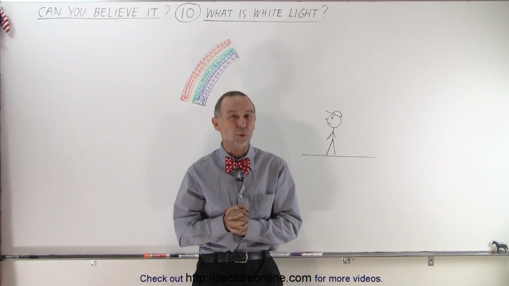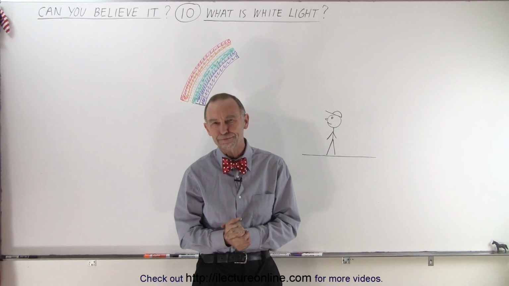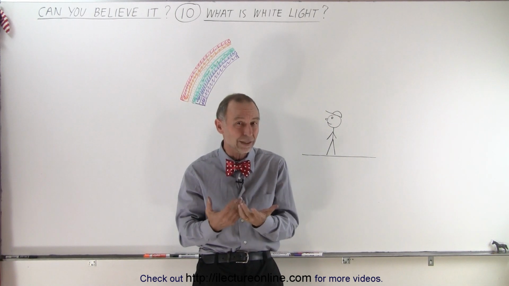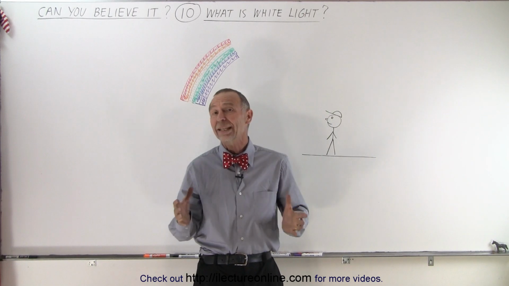Here we're going to explore the concept of white light. You hear that a lot. You look up sometimes, and especially with LED lights, they do appear white. But when you look at all the colors of the rainbow, there's no white in there at all.